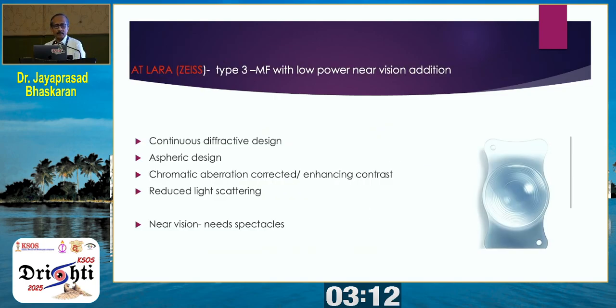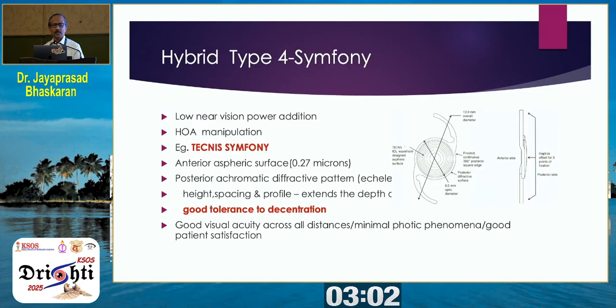And then Zeiss came out with the Adlara lens. Adlara is once again a continuous diffractive design with low power addition. It's not a real EDOF lens. Then came in 2014, Symphony came into market from J&J.